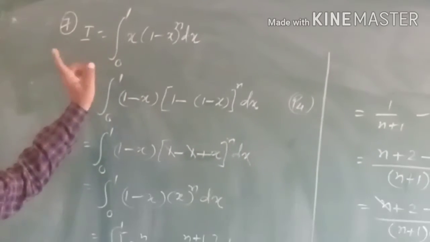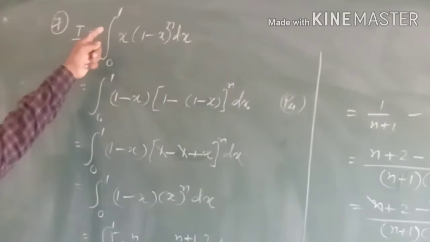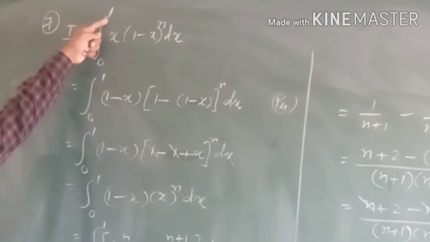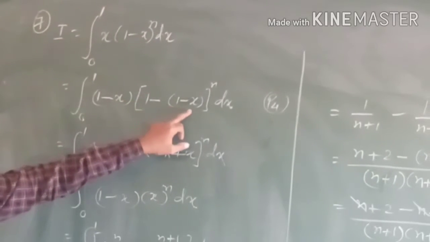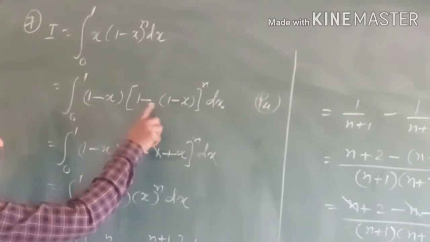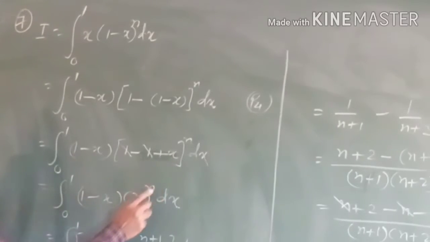In this question, once again we will use property number 4, which is upper limit minus x. It means in place of x, write the upper limit, which is 1 minus x. Here also in place of x, write 1 minus x. When we open this bracket, plus 1 and minus 1 will cancel out, only x remaining. It means x to the power n.